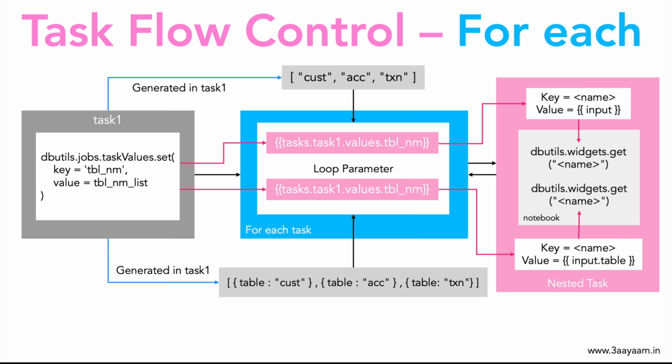Now, I know it is easier said than done because it might look pretty confusing. So let us go ahead and do a hands-on to clear things out. And I'll be using this same architecture wherein the list would be generated by a task which will execute before the for each task. And for each task will receive the parameter and then we'll use a nested task which will iterate over the notebook. The reason I'll be showing you hands-on like this is because this is the most likely scenario that we'll have in production.